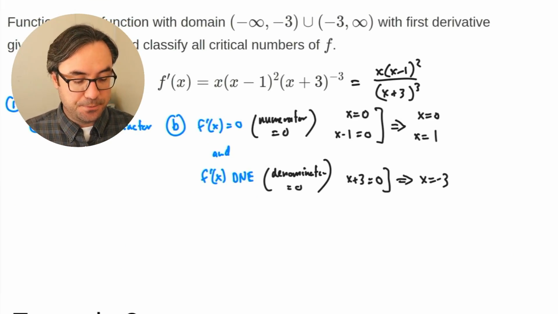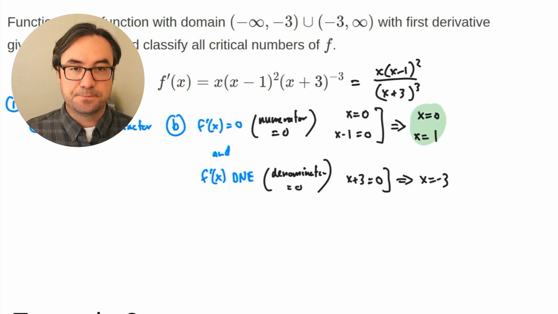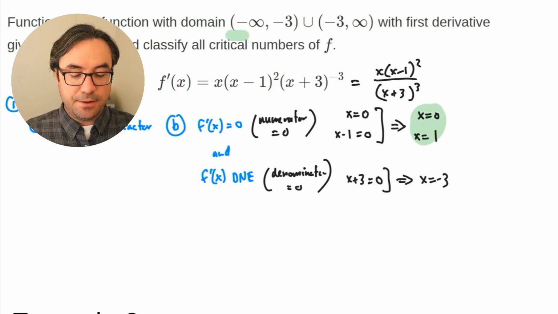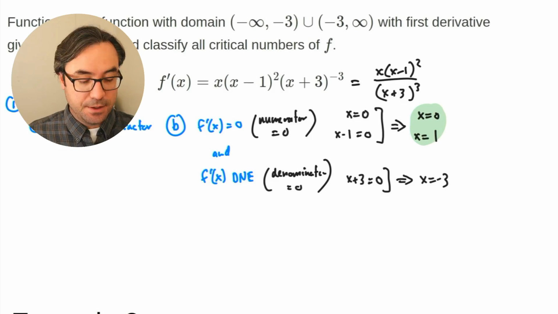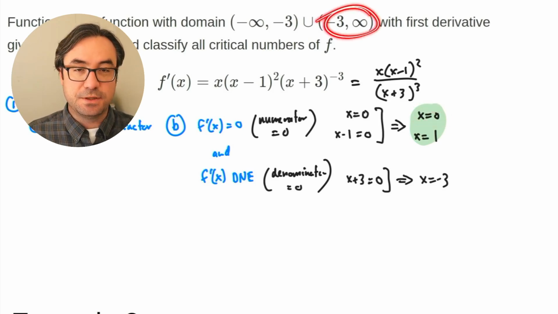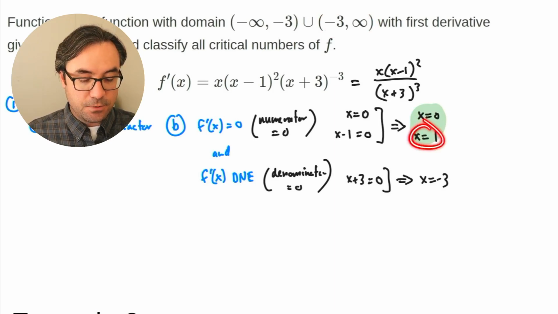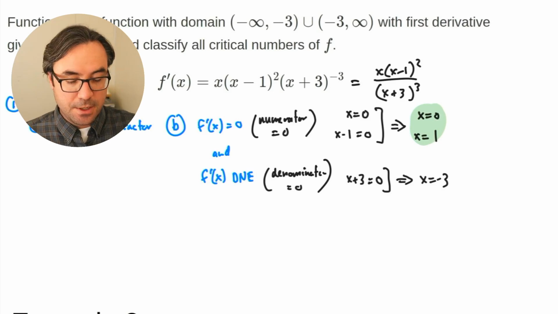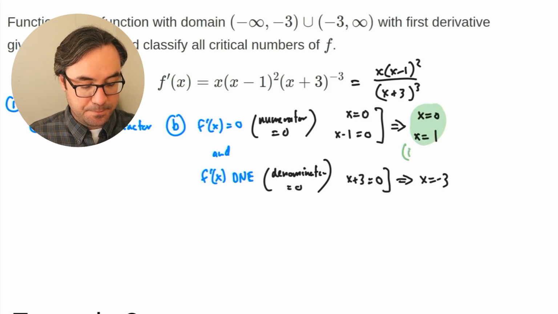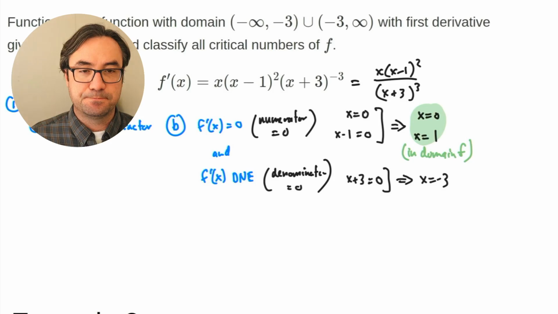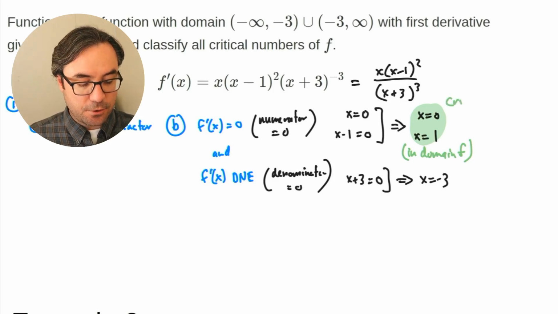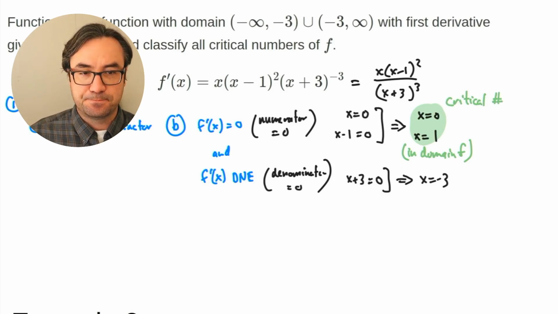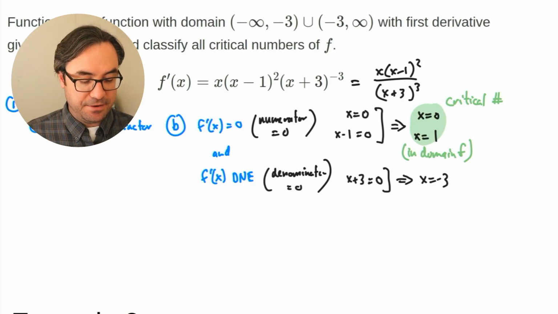Let's start with the first two, x equals 0 and x equals 1. Well, we're given the domain of our function. It's everything except negative 3. So that means 0 is in the domain, and x equals 1 is also in the domain. So these are both in the domain of the original function f, and that means these are critical numbers for our function f.